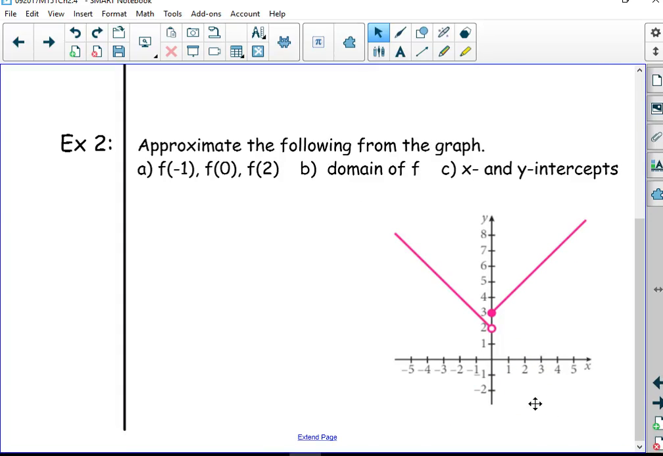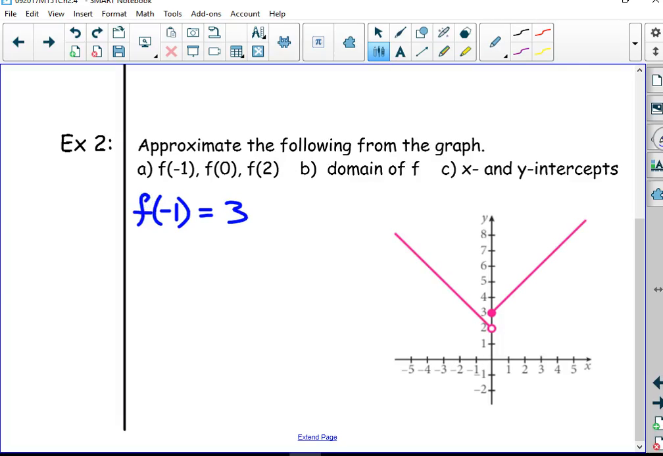All right, we're given a graph of this function, the domain of f. They want us to find these values of f at -1, 0, 2, give the domain of f, and also give the x and y intercepts. So let's just start with f of -1. I'm going to go to x equals -1. I'm going to trace it up. It looks like my y value is 3 at -1.